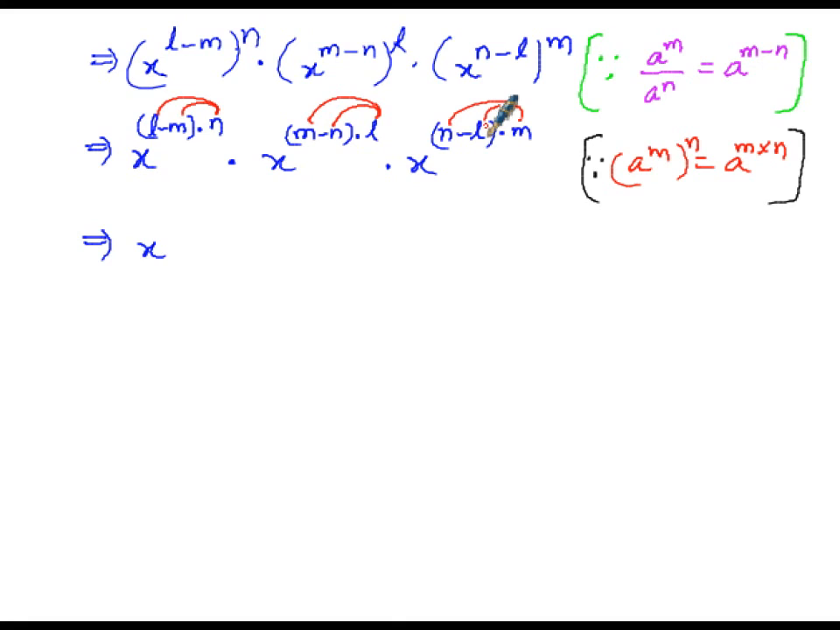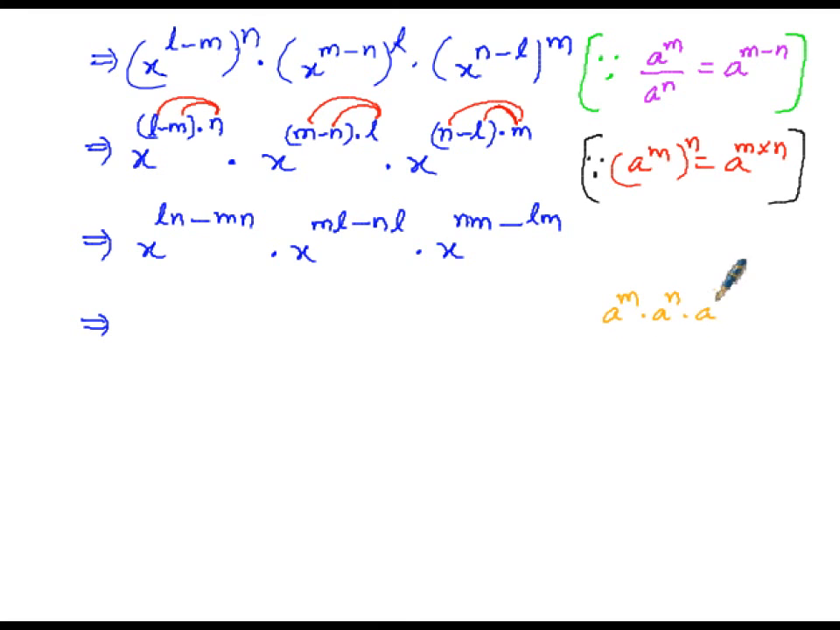So the next logical step will be x to the power of L into n is Ln, minus m into n is Mn, into x to the power of m into L is Ml, minus n into L is Nl, into x to the power of n into m is Nm, minus L into m is Lm. But here the bases are the same and into in between. So here I want to utilize this law, that is a power m into a power n into a power p. Bases are the same and into in between.